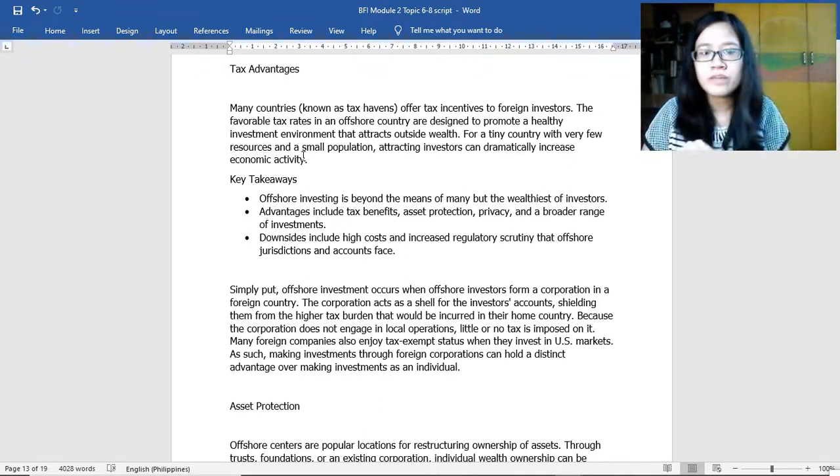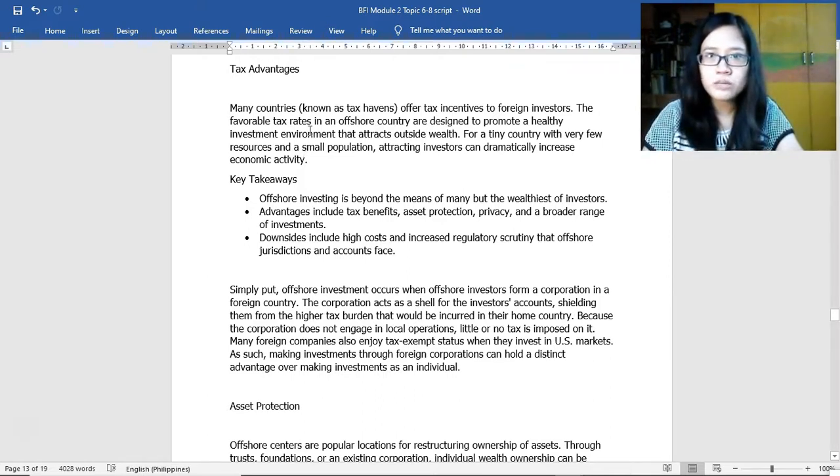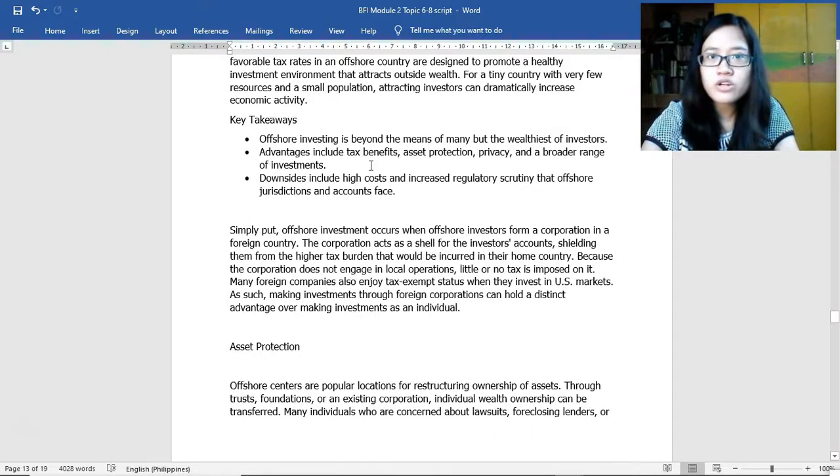It's possible that they already have local investments, but as the principle of diversity tells us, they are probably diversifying their investments. So they have local investments and they aim to have foreign investments as well. All right. On the part of the Philippine economy, inviting and encouraging foreign investors to put their money into our country to help out the local economy would be a goal, as part of economic development and economic growth. For a tiny country with very few resources and a small population, attracting investors can dramatically increase economic activity.